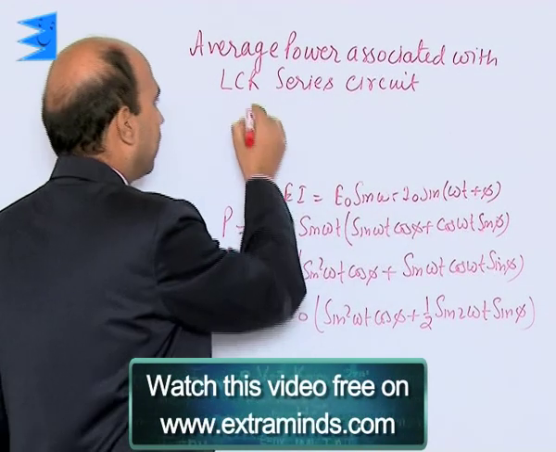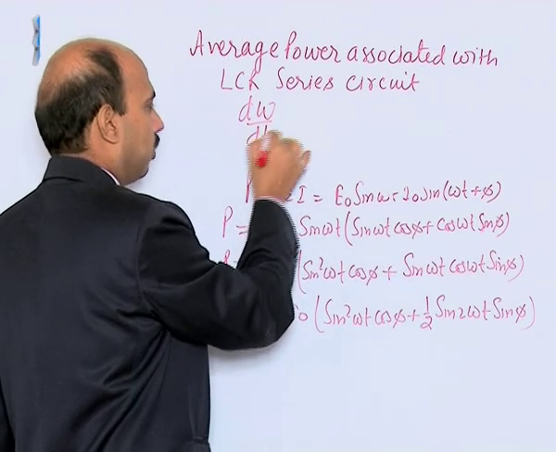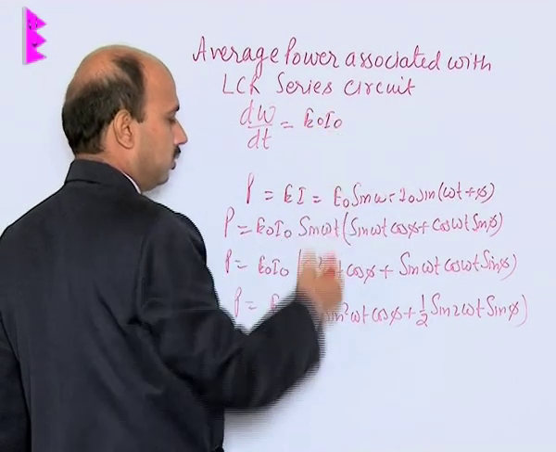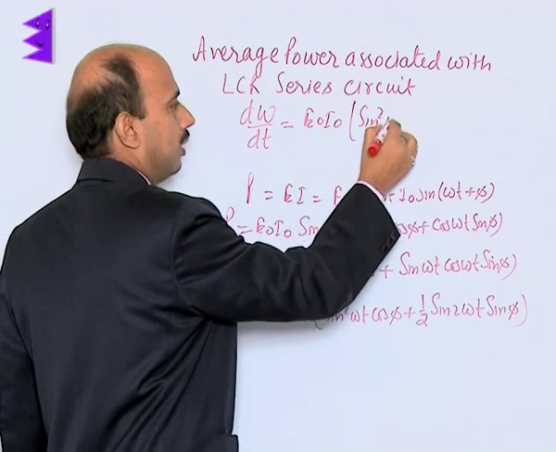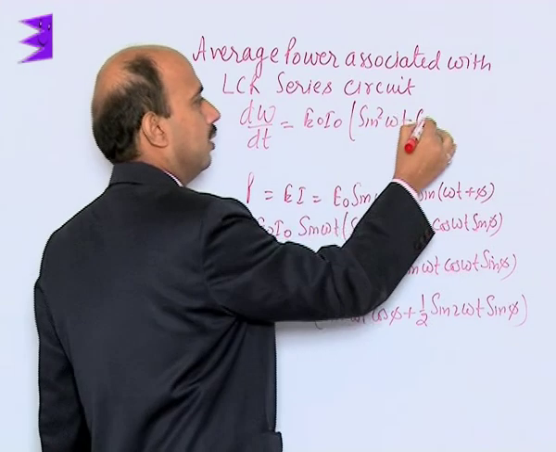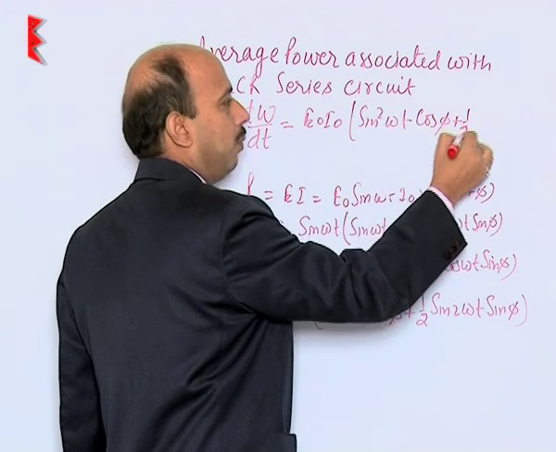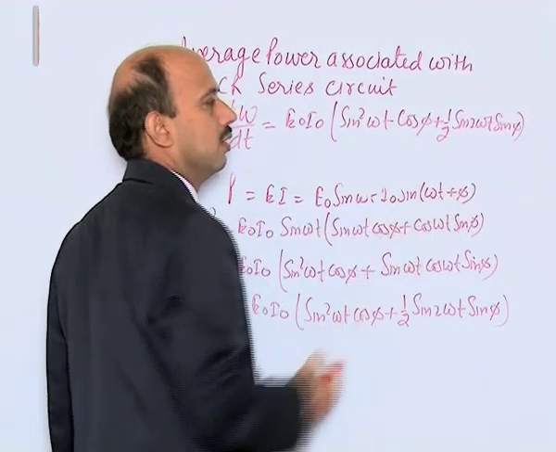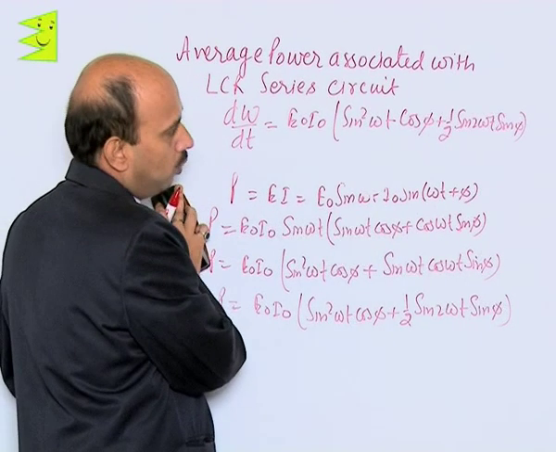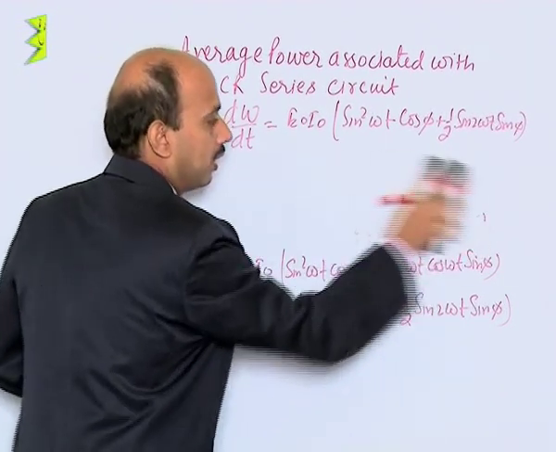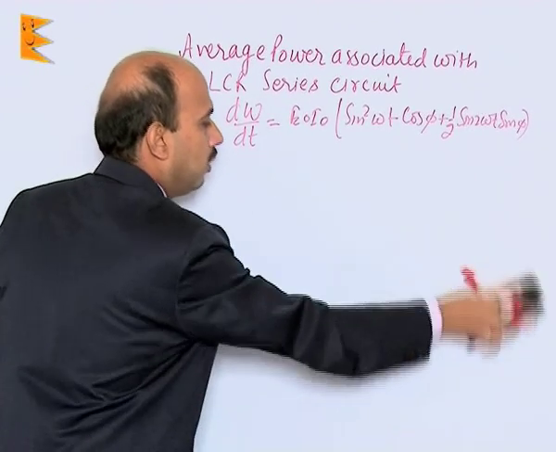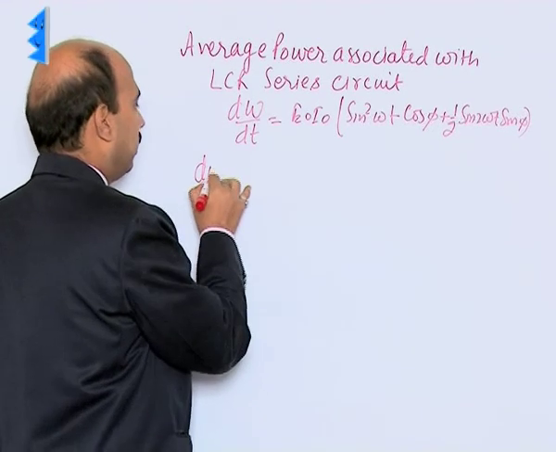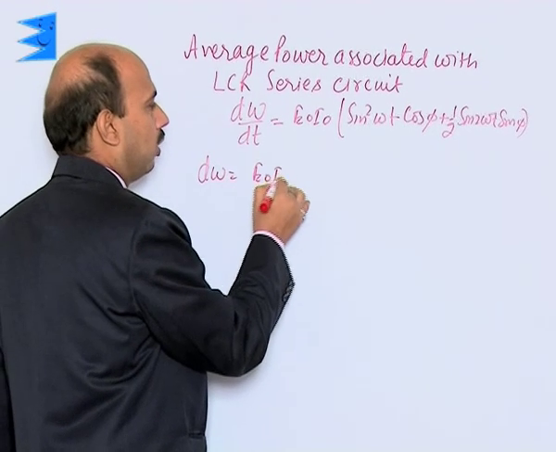So we can write dW/dt = E₀I₀ [sin²ωt cos φ + 1/2 sin 2ωt sin φ]. This is the total work done in this case, work done upon time. Here we can calculate the work done in one cycle. So we can write dW = E₀I₀.